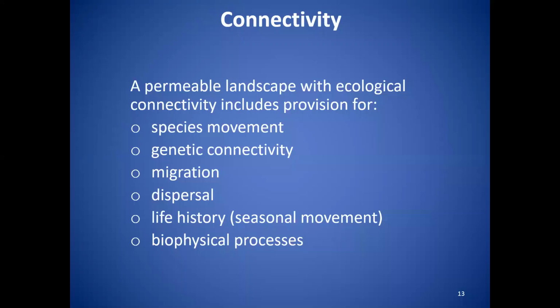Connectivity. Conservation of a permeable landscape with ecological connectivity across aquatic and terrestrial ecosystems includes provision for all these factors: species movement, genetic connectivity, migration, dispersal, life history, and biophysical processes.